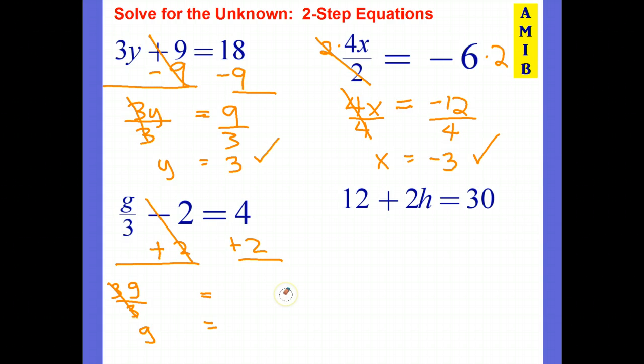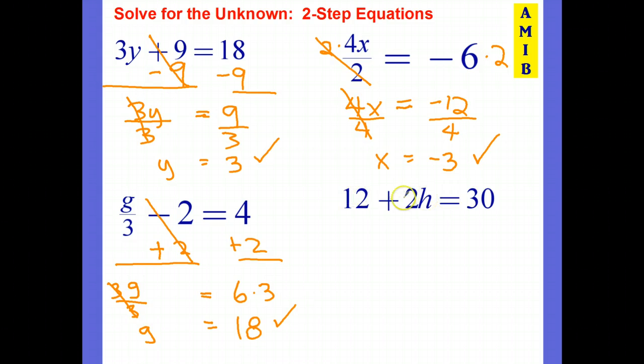Okay, sorry about that, guys. I'll go ahead and redo that. So 4 plus 2 is 6. And then I have to multiply by 3, not times 6. And that gives me g equals 18. Okay, let's check to see if that's correct, having made that mistake. 18 divided by 3 is 6. 6 minus 2 is 4. Yes, so that is correct.